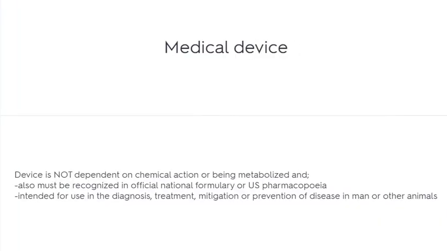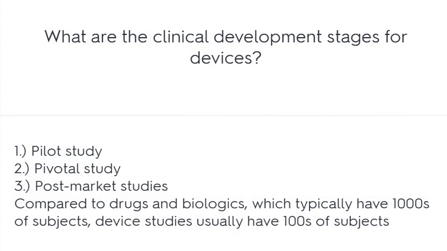Medical device. A device is not dependent on chemical action or being metabolized, and must also be recognized in the official national formulary or U.S. Pharmacopoeia, intended for use in the diagnosis, treatment, mitigation, or prevention of disease in man or other animals. What are the clinical development stages for devices? 1. Pilot study. 2. Pivotal study. 3. Post-market studies. Compared to drugs and biologics, which typically have 1,000s of subjects, device studies usually have 100s of subjects.